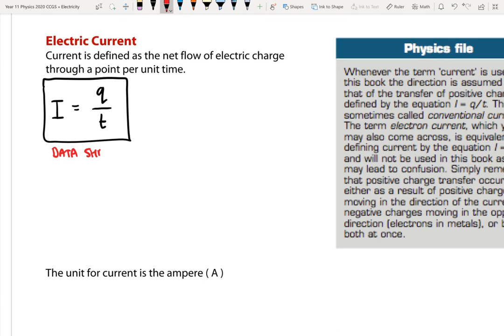Yes? Do I have to memorize that definition? No, it's in your data sheet. No, probably not. We don't have time now for what is the definition of current. It would be, here's a circuit, calculate the current.